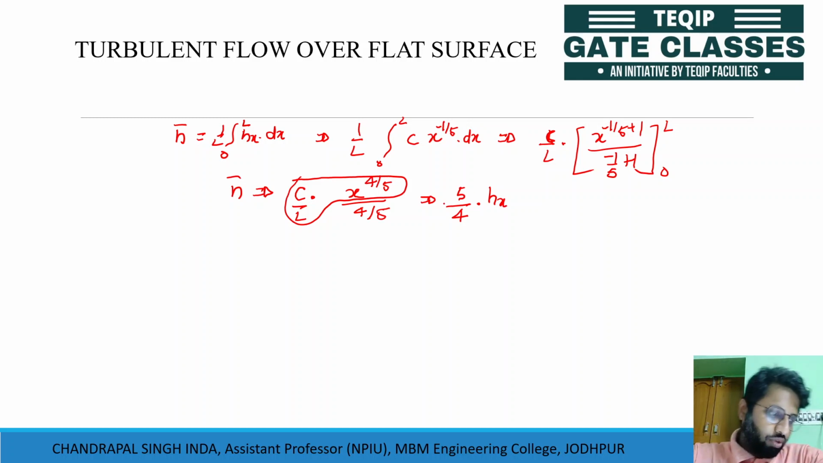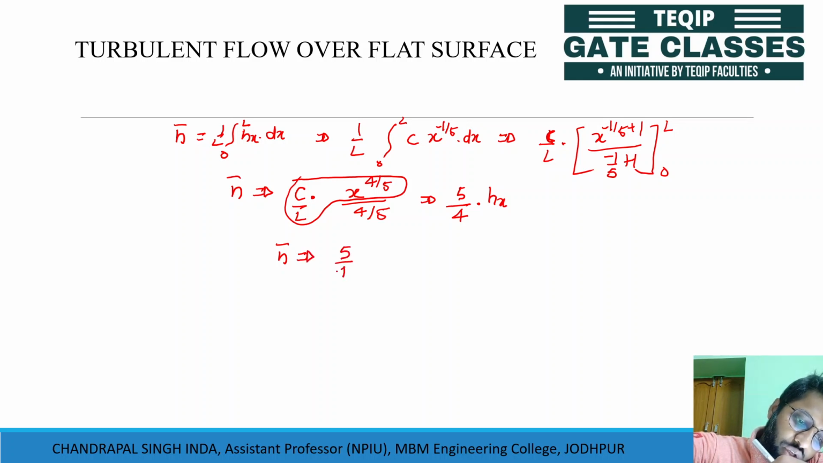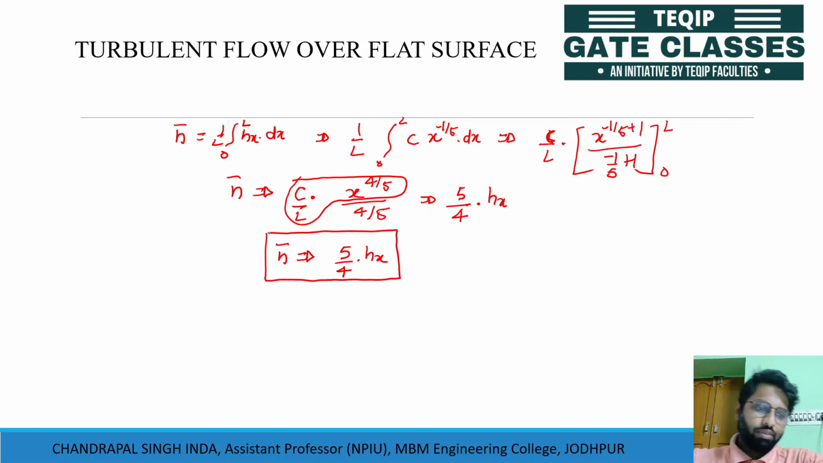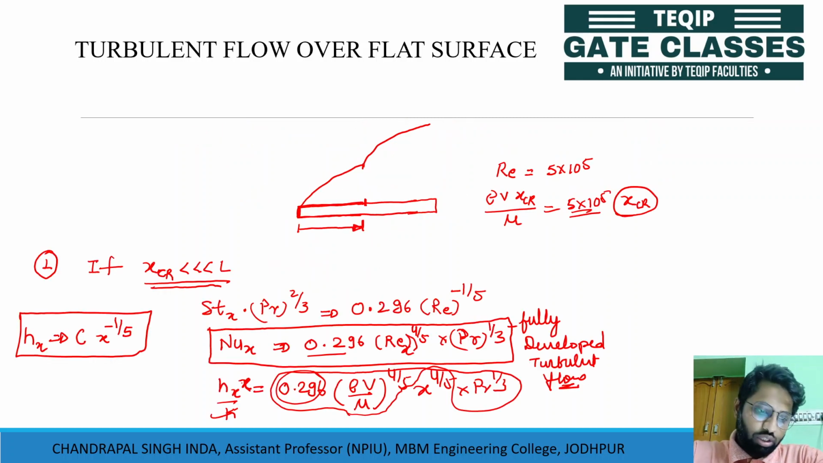Means for the turbulent flow, the value of the average convective heat transfer coefficient is equal to 5 by 4 times of the local convective heat transfer coefficient. So this was the first method in which we can find the value of the local Nusselt number by using this empirical relation.